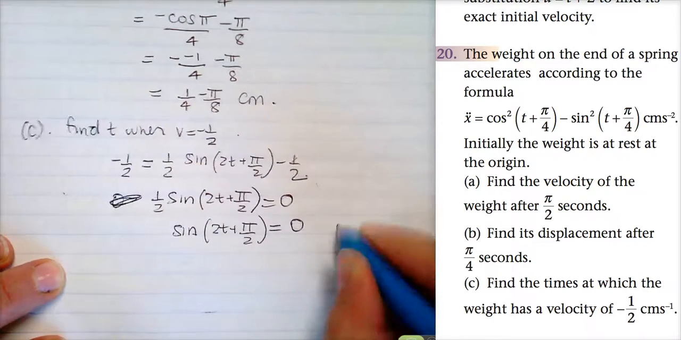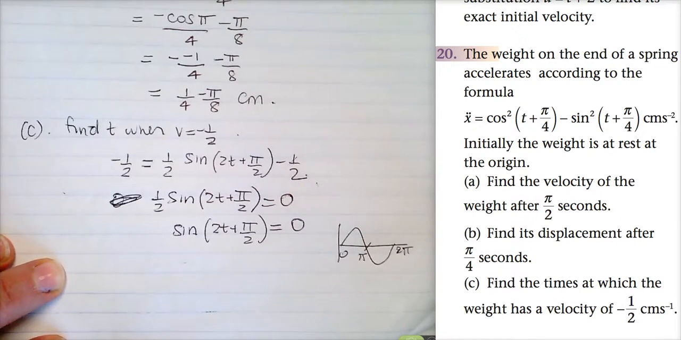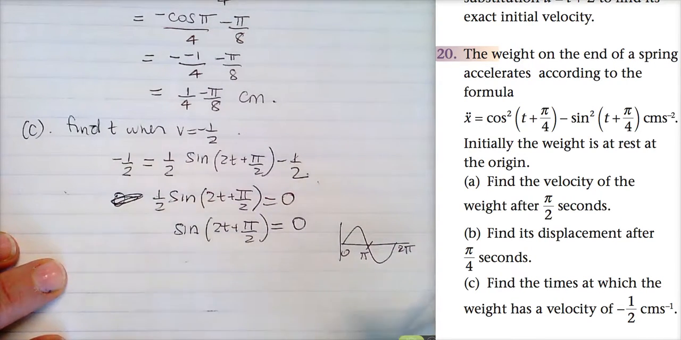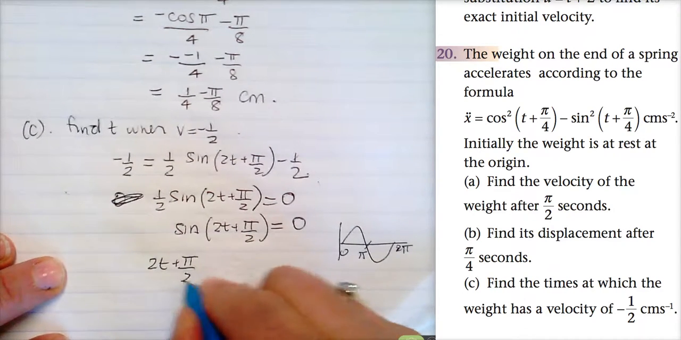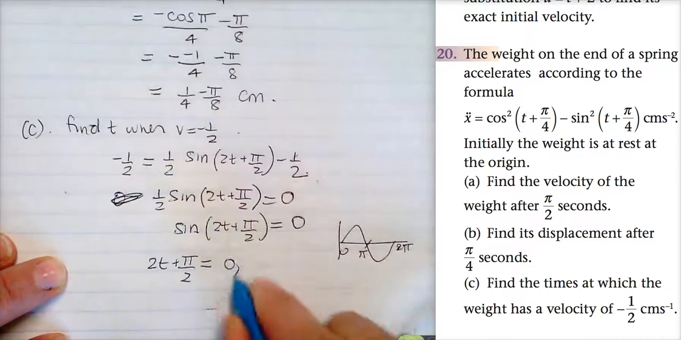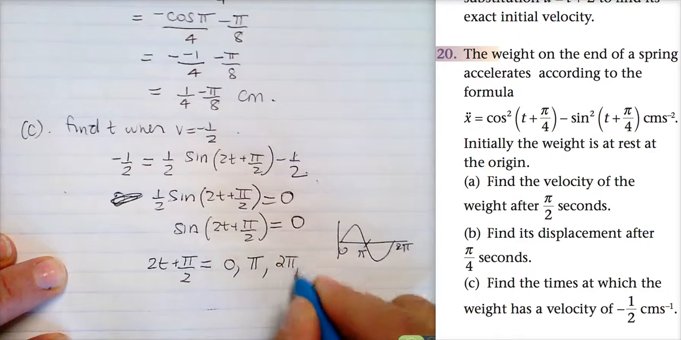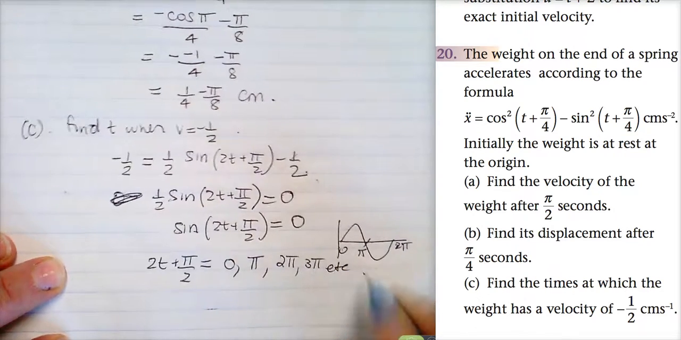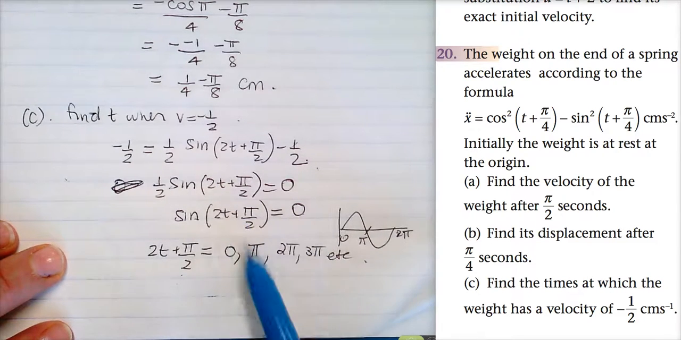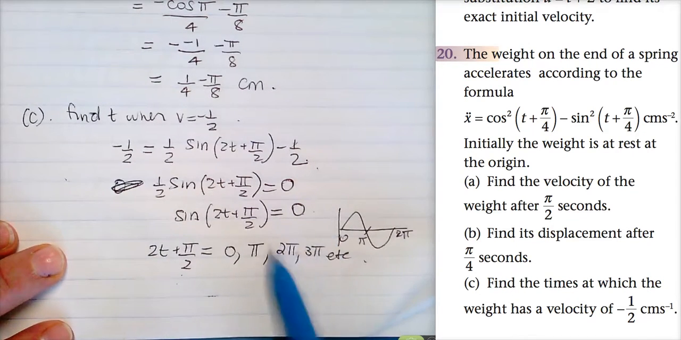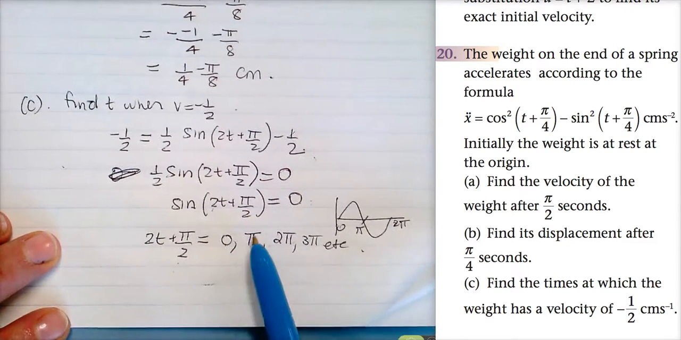So, here's my sine curve. When is sine 0? So therefore, 2t plus pi on 2 will be equal to all of these things: 0, pi, 2 pi, 3 pi, etc. Do you get that? Sine of 0 is 0. Sine of pi is 0. Sine of 2 pi is 0. So therefore, the 2t plus pi on 2 will be 0, pi, 2 pi, 3 pi.